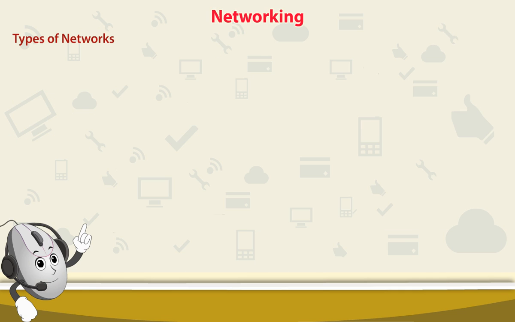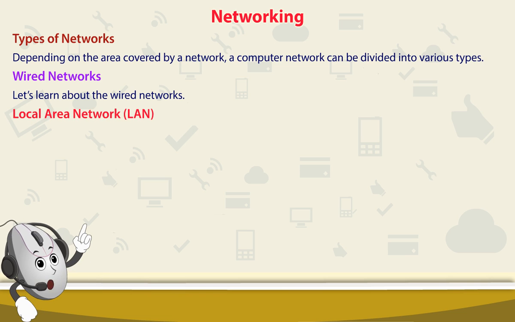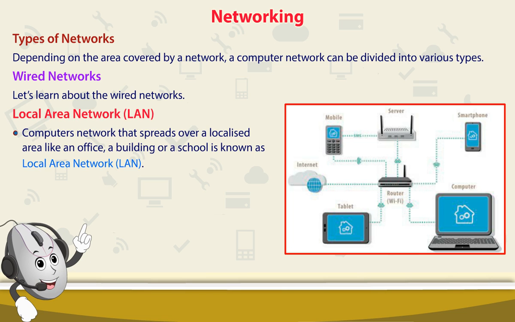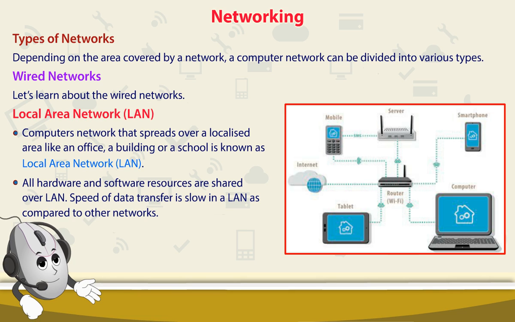Types of networks. Depending on the area covered by a network, a computer network can be divided into various types. Wired networks. Let's learn about the wired networks. Local area network, LAN. A computer network that spreads over a localized area like an office, a building, or a school is known as a local area network, LAN. All hardware and software resources are shared over a LAN. Speed of data transfer is slow in a LAN as compared to other networks.